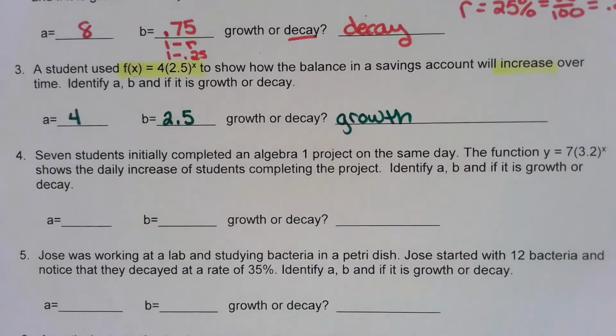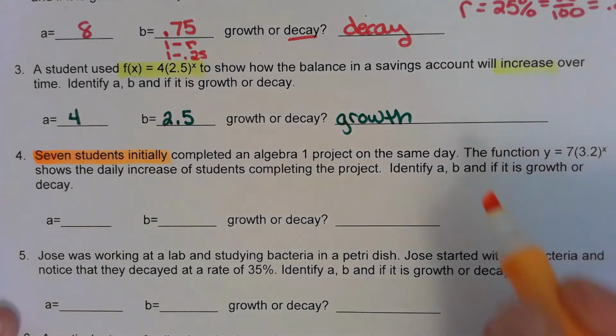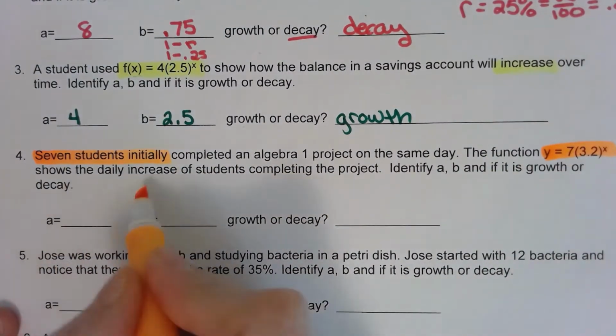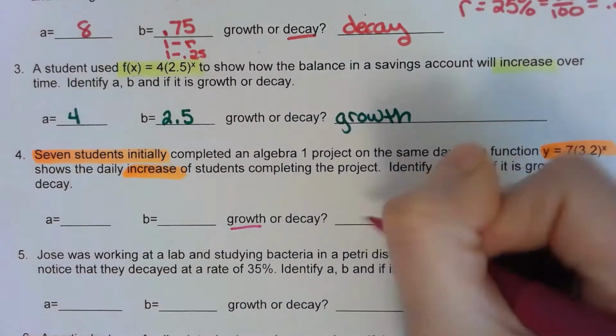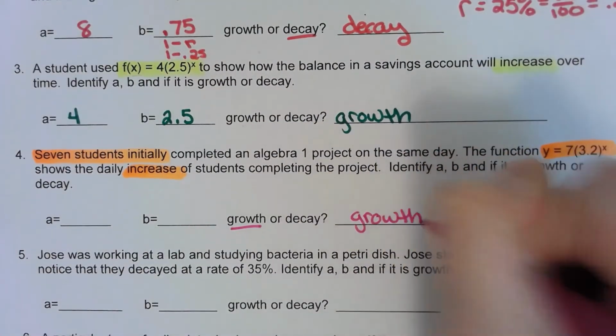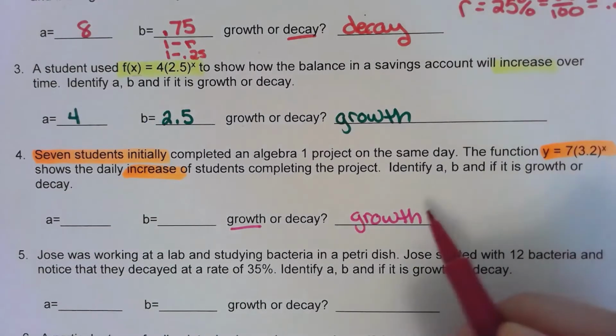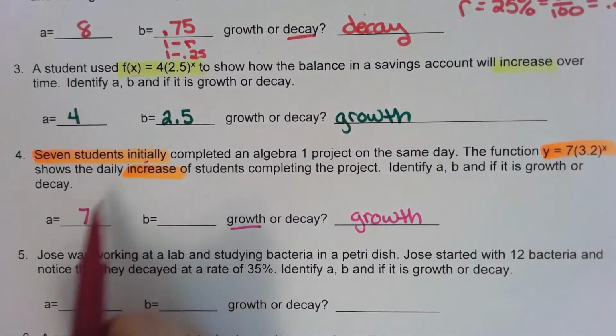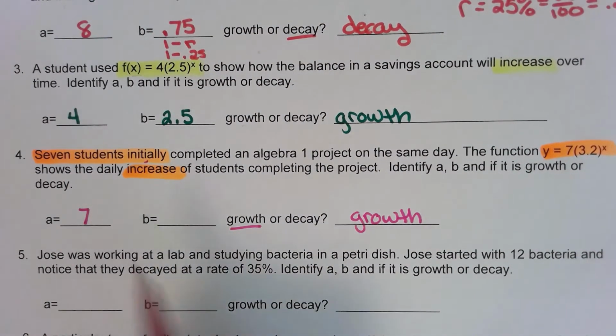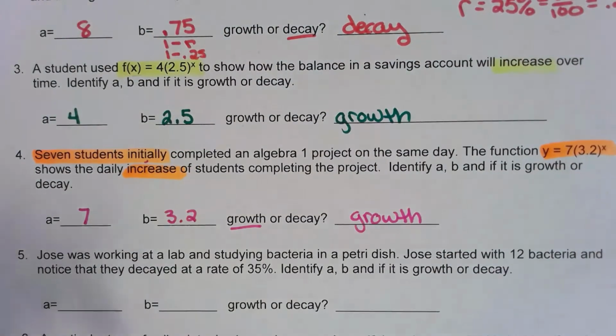Number 4. Okay. 7 students initially completed an Algebra 1 project on the same day. So 7 students initially, so the beginning amount completed that. This function right here shows the daily increase of students completing this project. So identify A, B, and if it's growth or decay. Now they told us that it is increasing, which means that we are dealing with growth. But once again, you could have looked right here. That number is bigger than 1, so it has to be growth. A is the number that they started off with, 7 students initially. That's a word that means starting off with. And our B value is the one that's inside the parentheses, so 3.2.